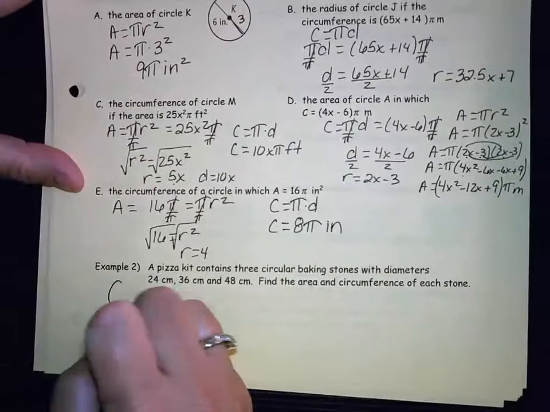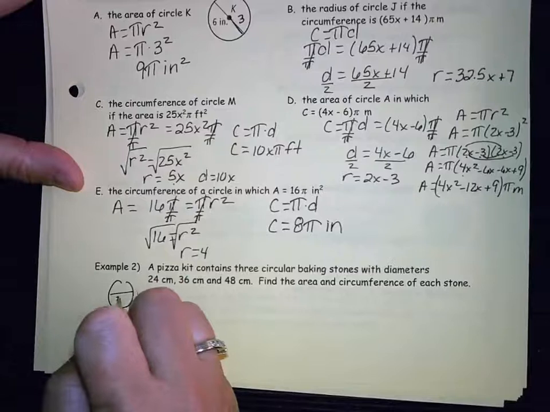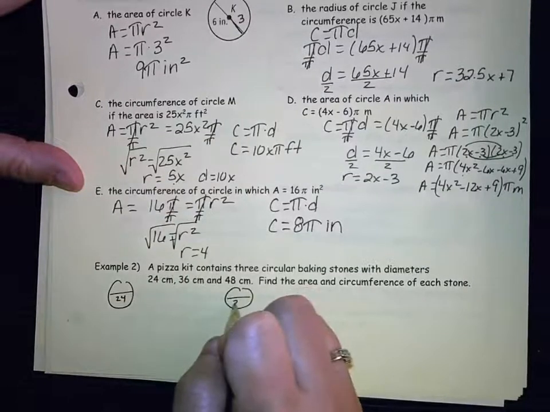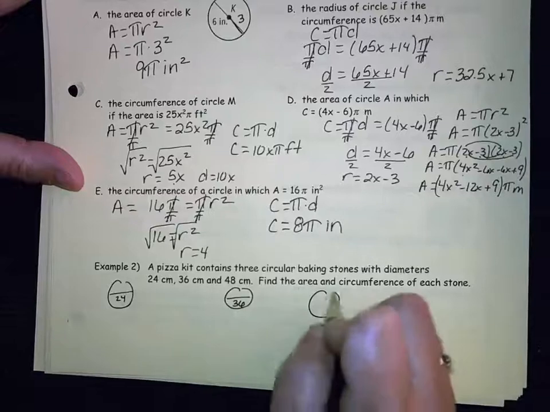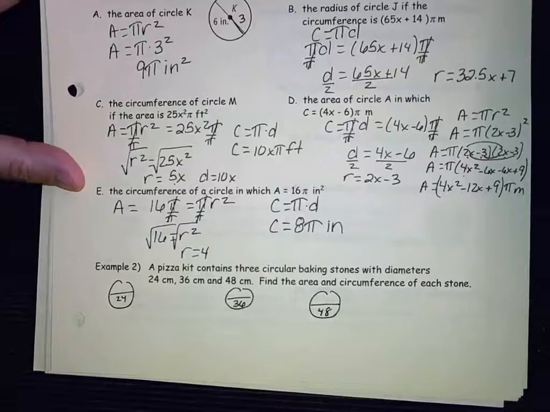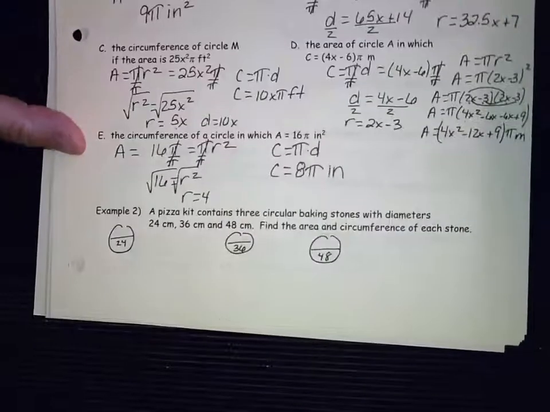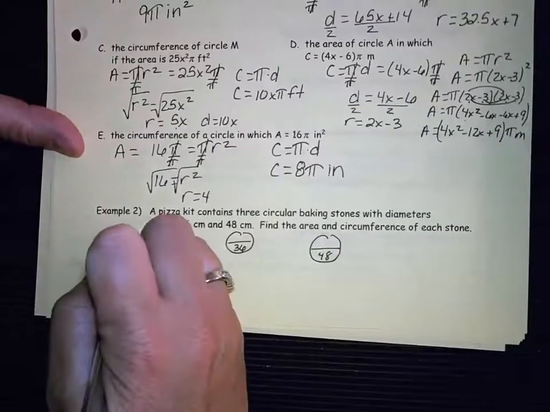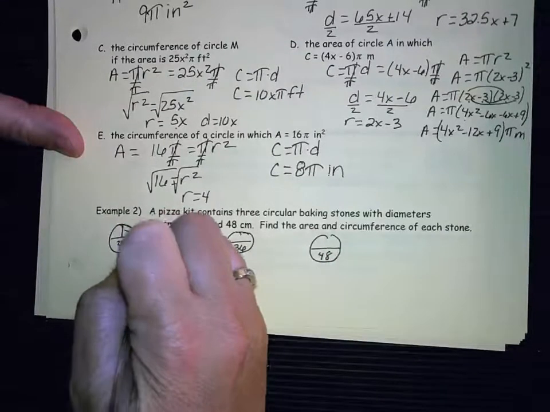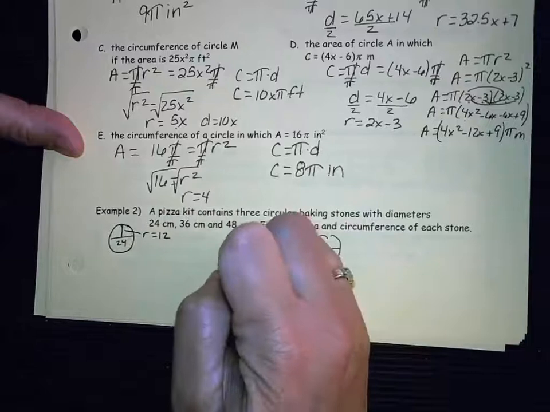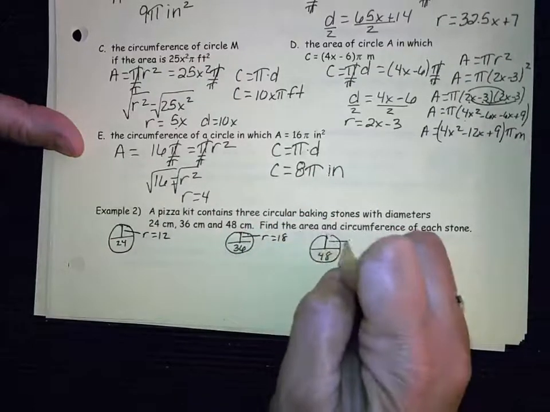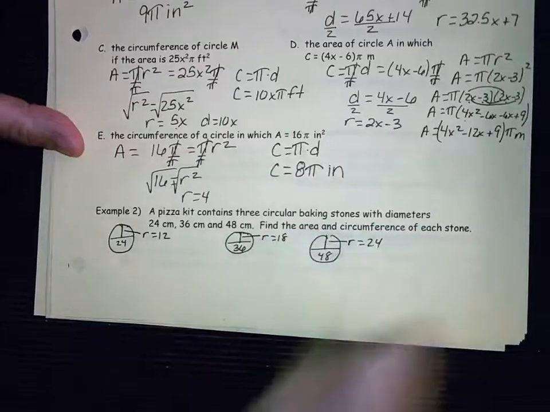Example 2, we have 3 pizzas. First one has a diameter of 24. Second one has a diameter of 36. And the third one has a diameter of 48. We need to find the area and circumference for all 3 of these. So I'm going to quick calculate the radius here. Radius is 12. Here the radius is 18. And here the radius is 24.